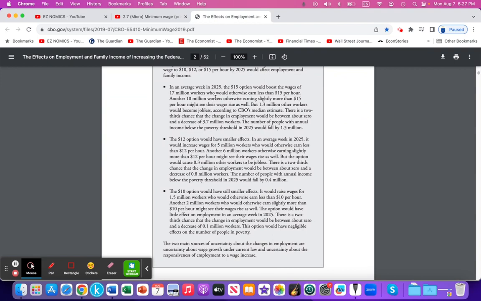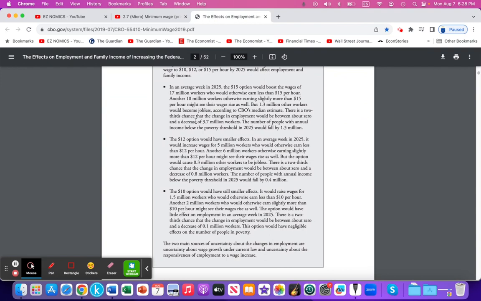Those stakeholders are better off who would otherwise earn less than $15 per hour, and then another 10 million workers otherwise earning slightly more than $15 per hour might see their wages rise as well. So that was good news for those stakeholders. But 1.3 million other workers would become jobless due to firms being unable to employ workers at that higher wage.